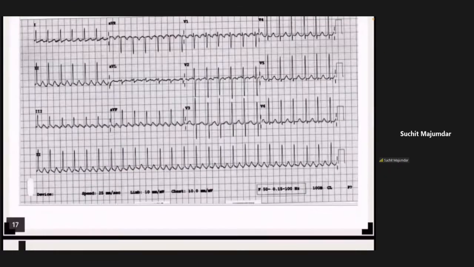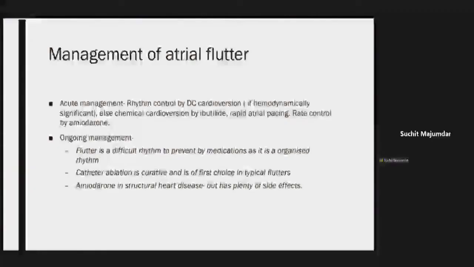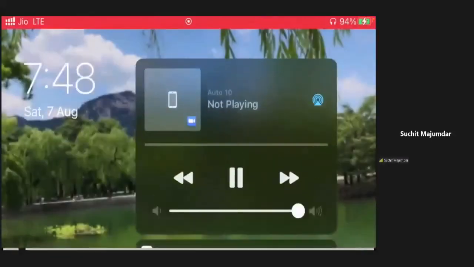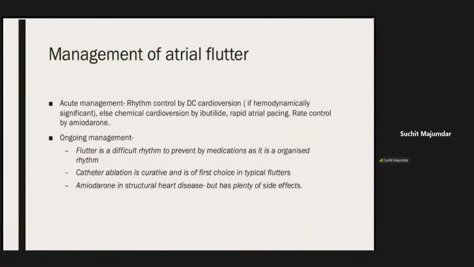So this is an example of flutter. What is the management? Acute management is rhythm control by DC cardioversion if it is hemodynamically significant. If it is clinically stable, then another option is chemical cardioversion by ibutilide, rapid atrial pacing, or amiodarone. Also, anticoagulation always has to be ascertained, and later on anticoagulation depends on the CHA2DS2-VASc score.